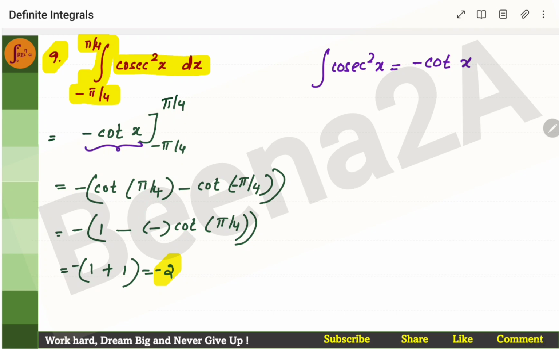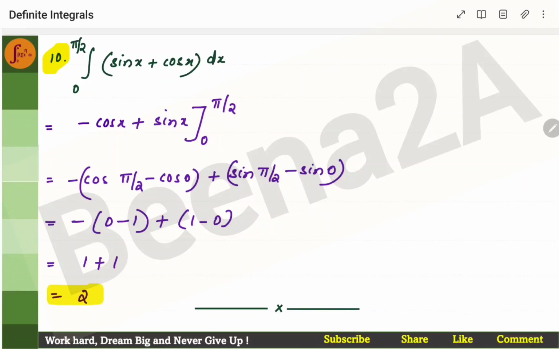Now you substitute. Instead of x you put pi by 4, and here you subtract, and instead of x you put this lower limit, which is minus pi by 4. Cot 45 is 1. Here you can put this minus outside, so you'll have double minus here, so it will become plus 1. Cot 45 is 1. Minus and minus will become plus. So finally answer will be minus 2.